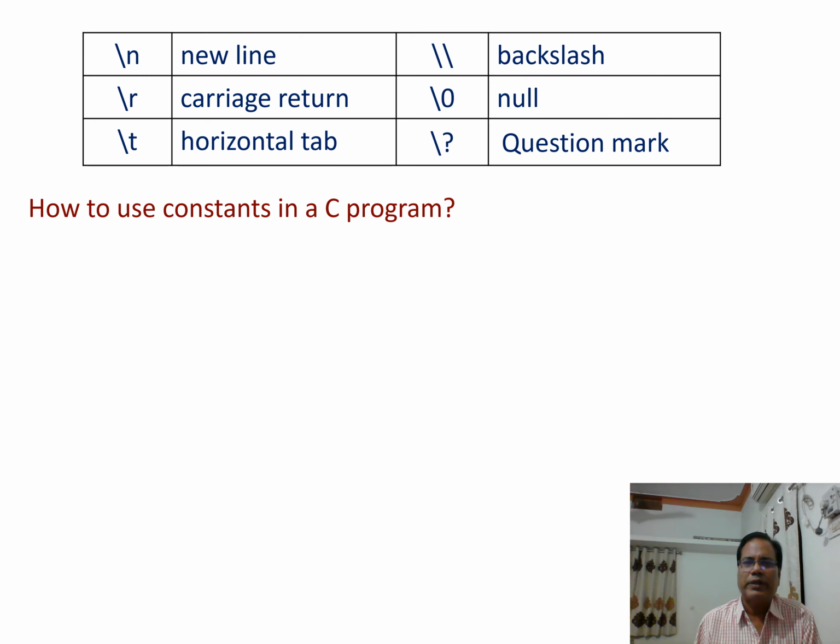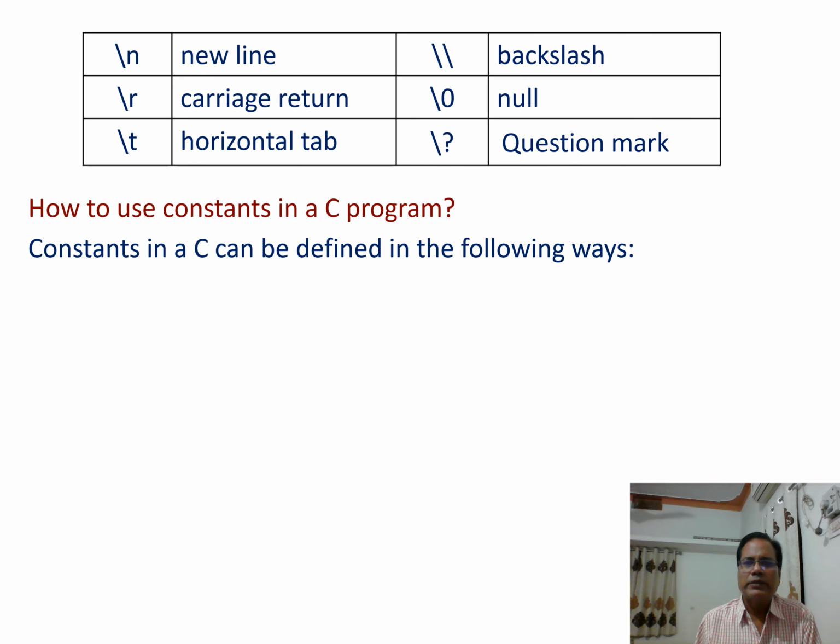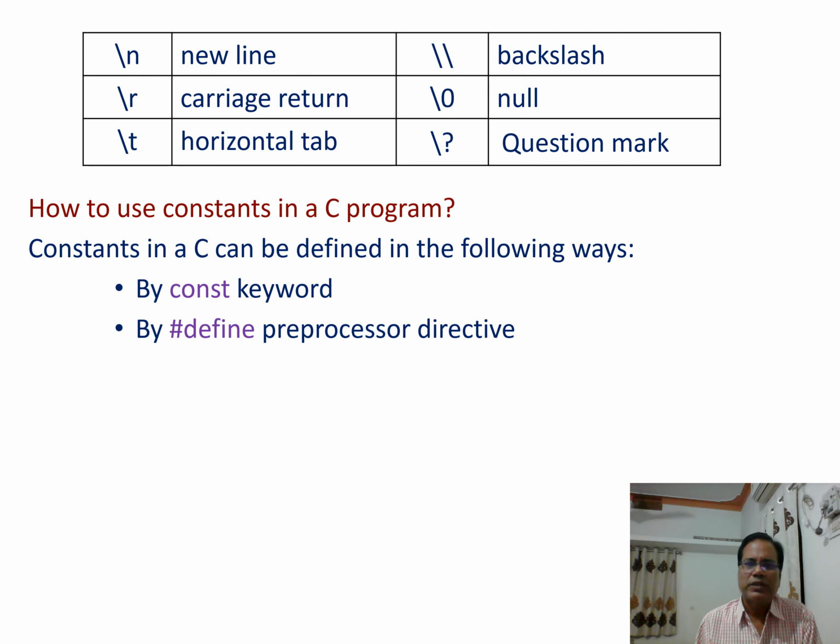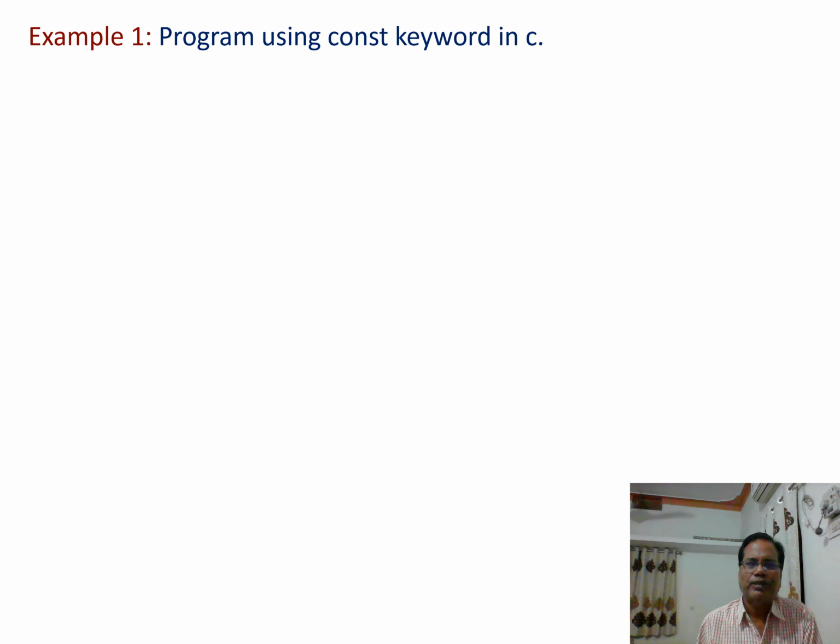How to use constants in a C program? This is the important point. If we want to use a constant in a program, how can it be used? Constants in C can be defined in the following ways. The first one is by the const keyword. The second one is by the #define preprocessor directive. So these two are the ways that we can define and declare constants in the program.